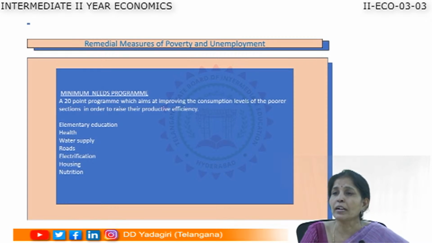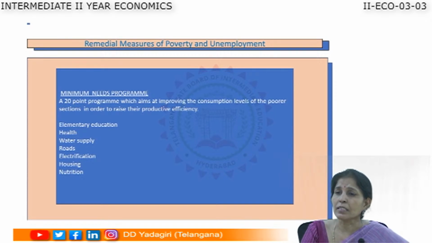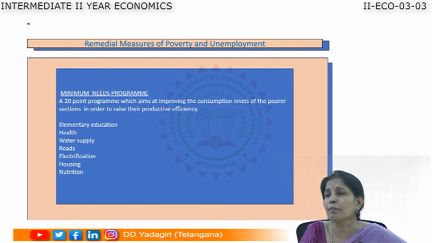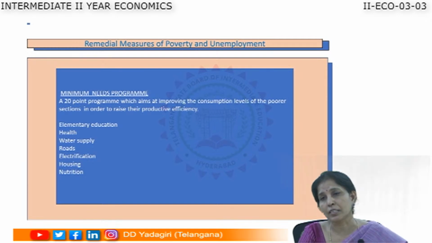So under the 20-point program, increasing the productive efficiency is possible when we are able to provide elementary education, the basic education. Amartya Sen has emphasized primary education. He has said that primary education will bring overall changes in the economy. Apart from primary education, he said female education, or women's education, facilitates multi-dimensional changes in the society.